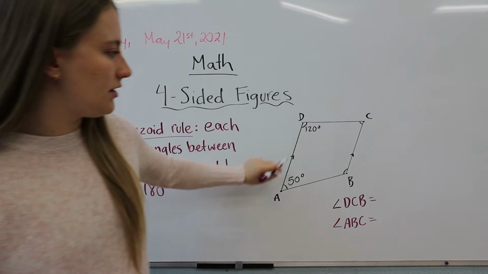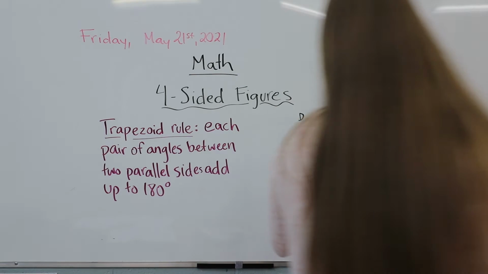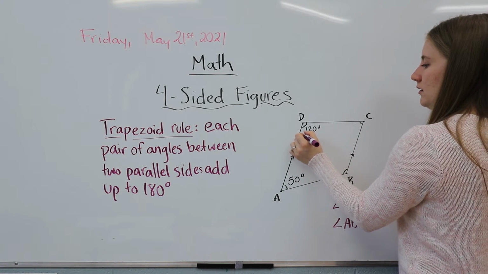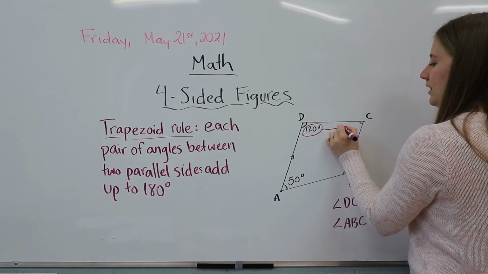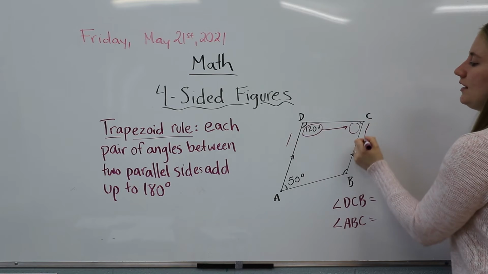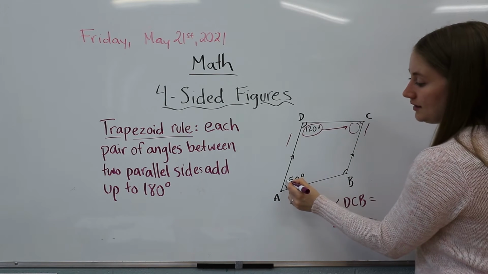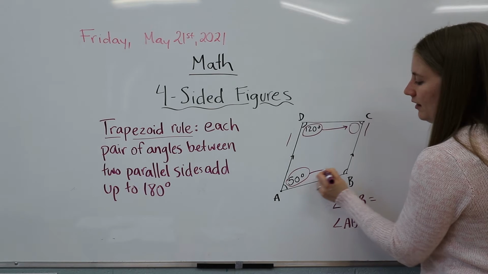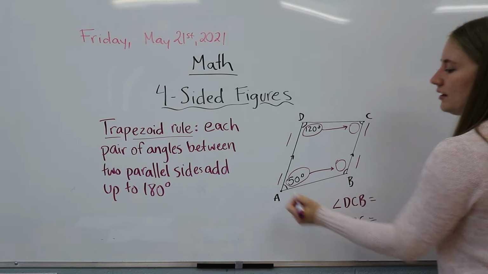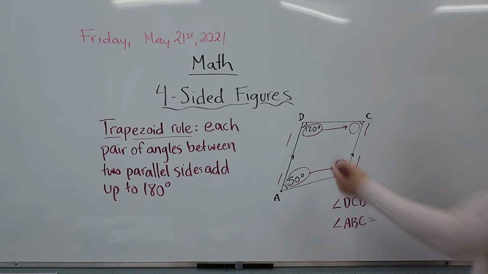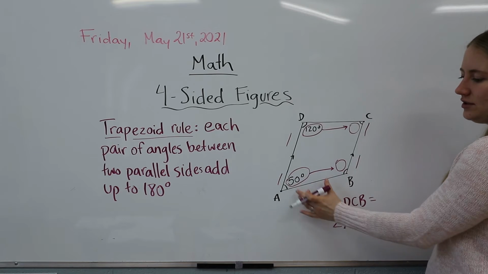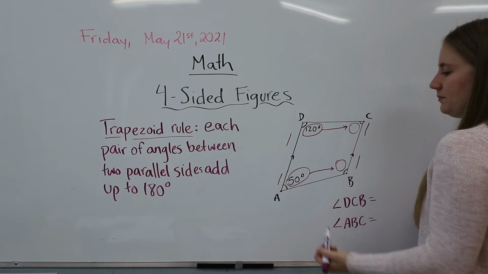So if our parallel lines are these ones, then it's this angle that's going to pair up with this angle. Okay? Because they're between the two parallel lines. And in the same way, we have this angle that's going to pair with whatever this angle ends up being, because they're also between the parallel lines. So we can't use this angle to find this angle, or this angle to find this angle. We have to use the pairs that are between the parallel lines.